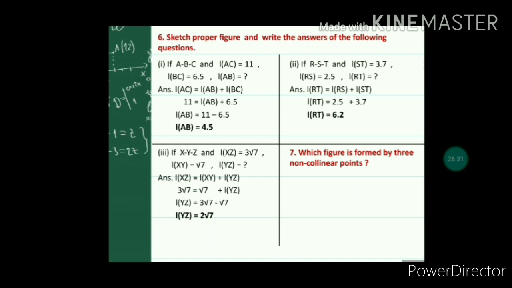Question number 7 is, which figure is formed by 3 non-collinear points? Answer is, 3 non-collinear points form the following figure. Means triangle ABC.